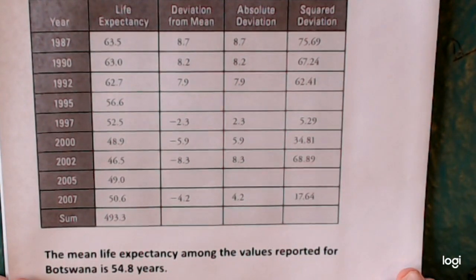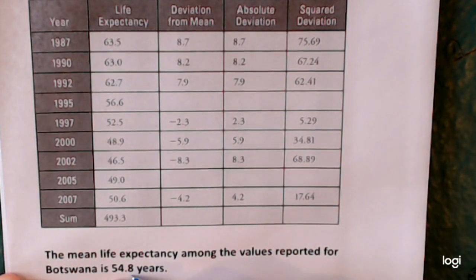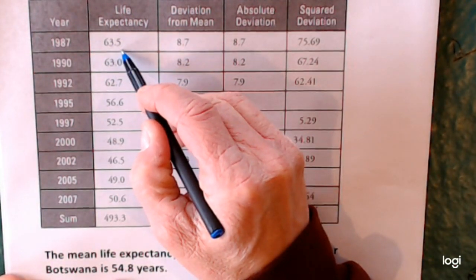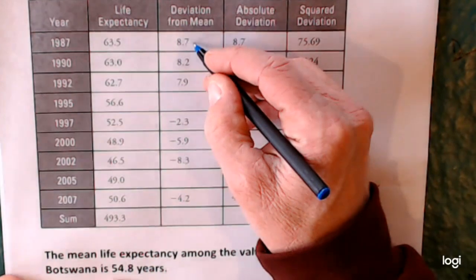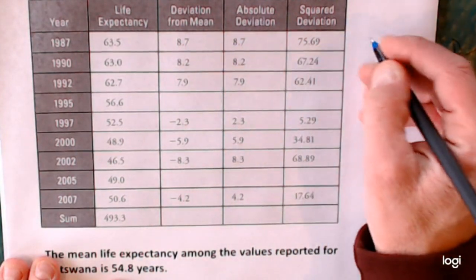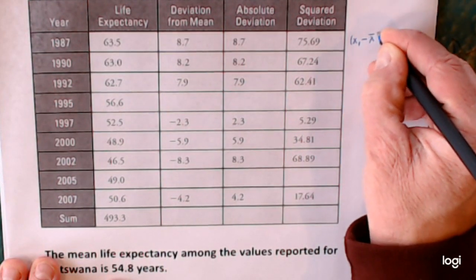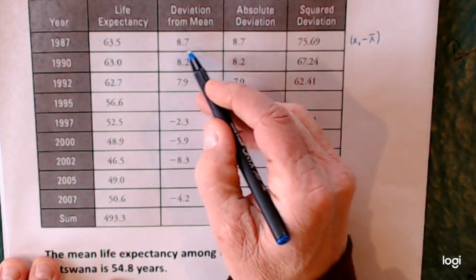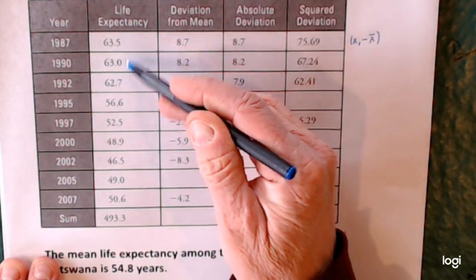Now you remember from that complicated looking formula, the first thing we had to do is calculate the deviations from the mean for each of our observations. So for example, if the mean is 54.8 and my first observation was 63.5, I do 63.5 minus 54.8, and that gives me 8.7. In that notation at the beginning, that's like doing x1 minus x bar and finding that value. That's the deviation from the mean, 8.7.